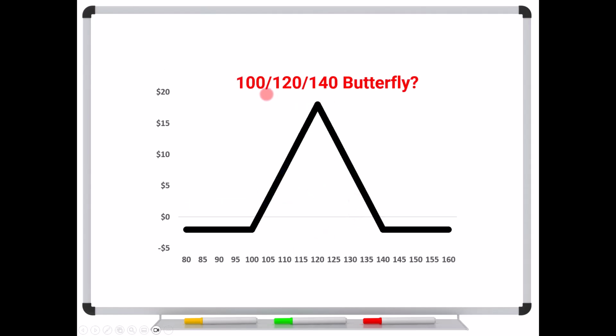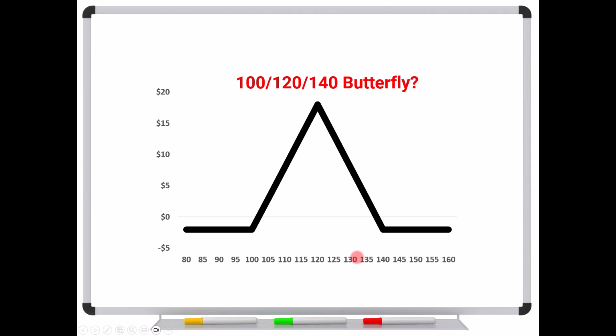How about the 100, 120, 140 butterfly? Now again, it depends on the increments that are traded for that particular option. They might be traded in $2.50 increments, $1 increments, $10 increments. So in this example, I'm assuming again that they are traded in $5 increments. That doesn't mean that's what you have to be trading, but these are the possible butterflies that we could be trading. So how many do we have in here?